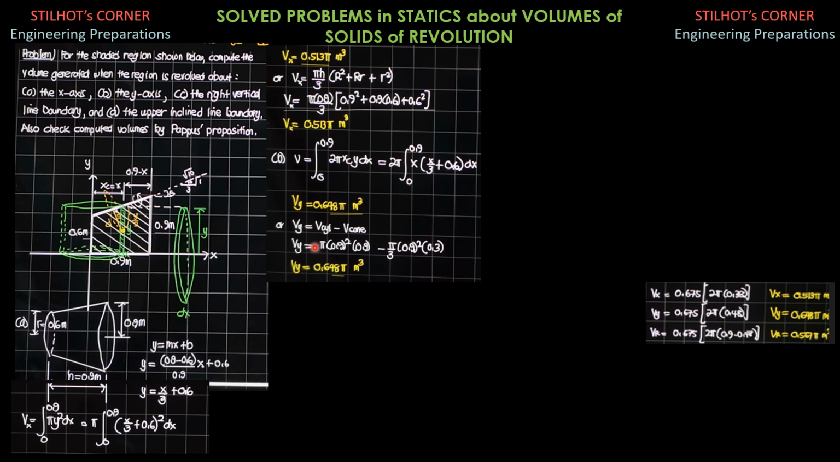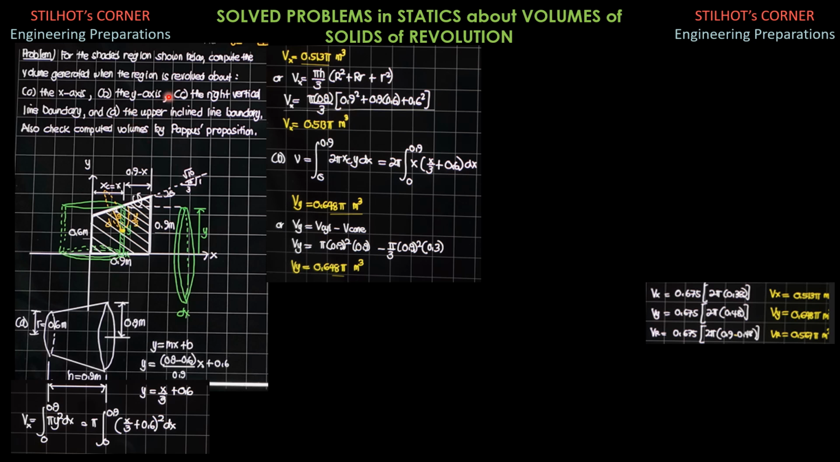The volume of the right circular cylinder is pi times the radius, which is 0.9, squared, times the height of the right circular cylinder, 0.9. The cone has a radius of 0.9 also, but the height is 0.9 minus 0.6, so 0.3. Volume of the cone is 1/3 pi times the radius 0.9 squared times the height of the cone, 0.3. So the answer is also the same, 0.648 pi cubic meter.